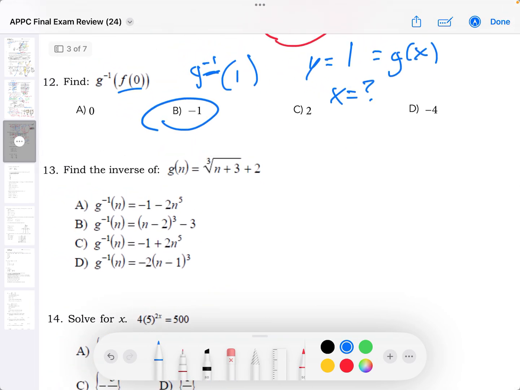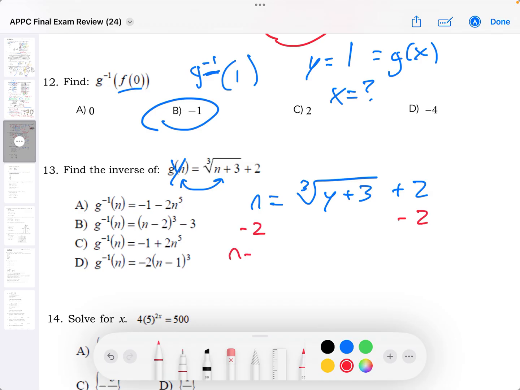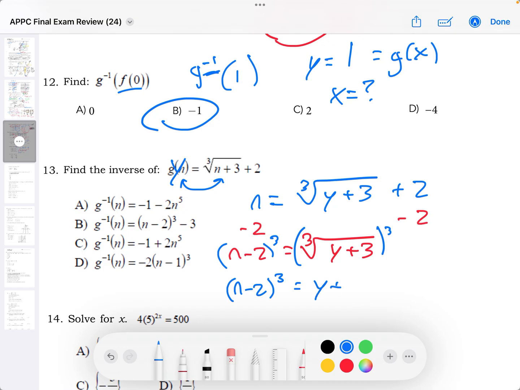Here's another one. Now I'm solving for the inverse. Keep in mind, g of n is essentially y, and when solving for the inverse, I'm going to flip these. So when I flip those, I get n equals the cube root of y plus 3 plus 2. As I'm undoing this, I start on the outside and work my way in. So I'm going to go n minus 2 equals the cube root of y plus 3. I'm going to undo this cube root by cubing my term right here. So I've got n minus 2 cubed is equal to y plus 3.